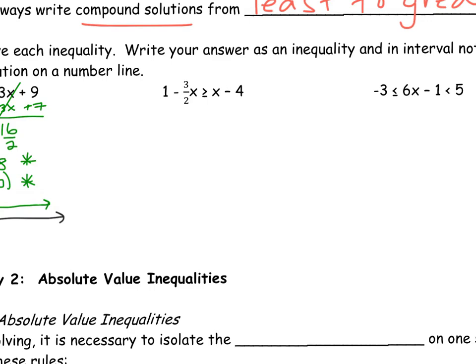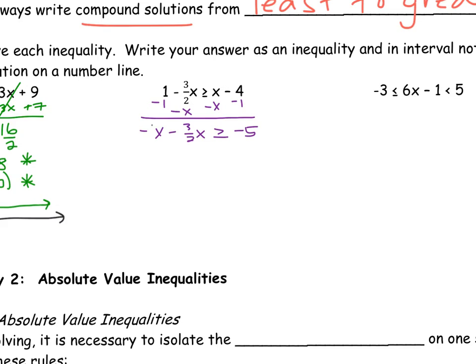We have a fraction in this one. 1 minus 3/2 x is greater than or equal to x minus 4. Again, keeping our rule about getting your variable on the left-hand side, I'm going to subtract x here and subtract it here. I'll subtract 1 and subtract 1. But now we end up with negative x minus 3/2 x, greater than or equal to negative 5.